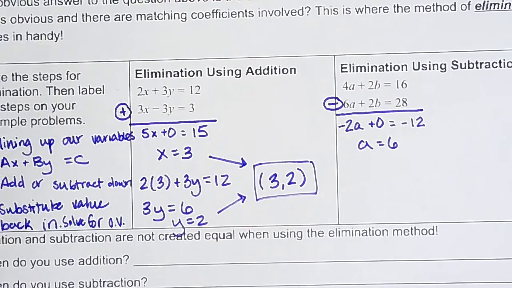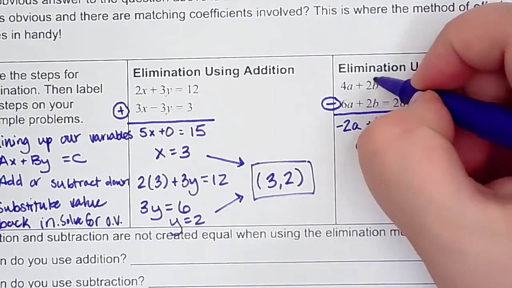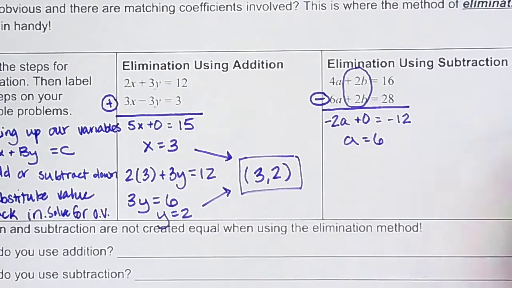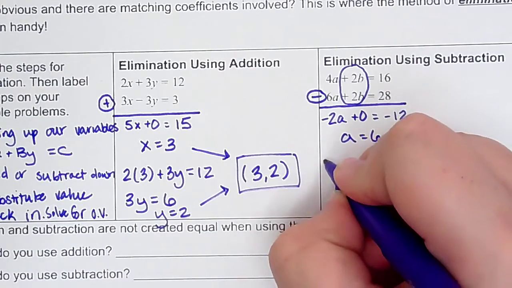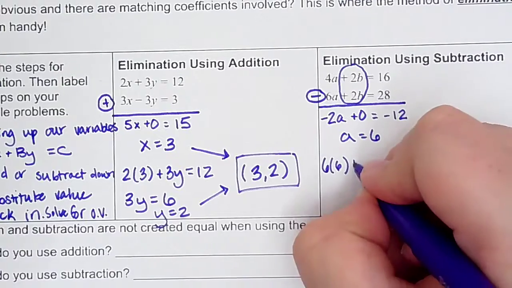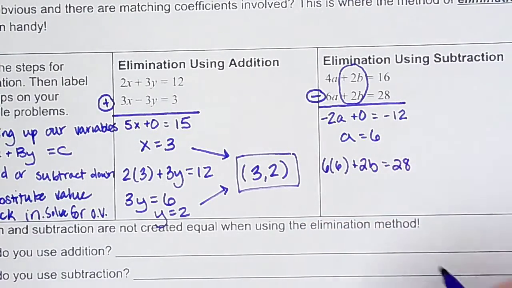And same thing that I did with the last one. Once I've added or subtracted and I've eliminated a variable here, I can just plug it into either equation to solve for the one I don't have. And just to prove that it doesn't matter which equation you put it into, I'm going to go ahead and choose that second one. So 6 times 6 plus 2b equals 28.